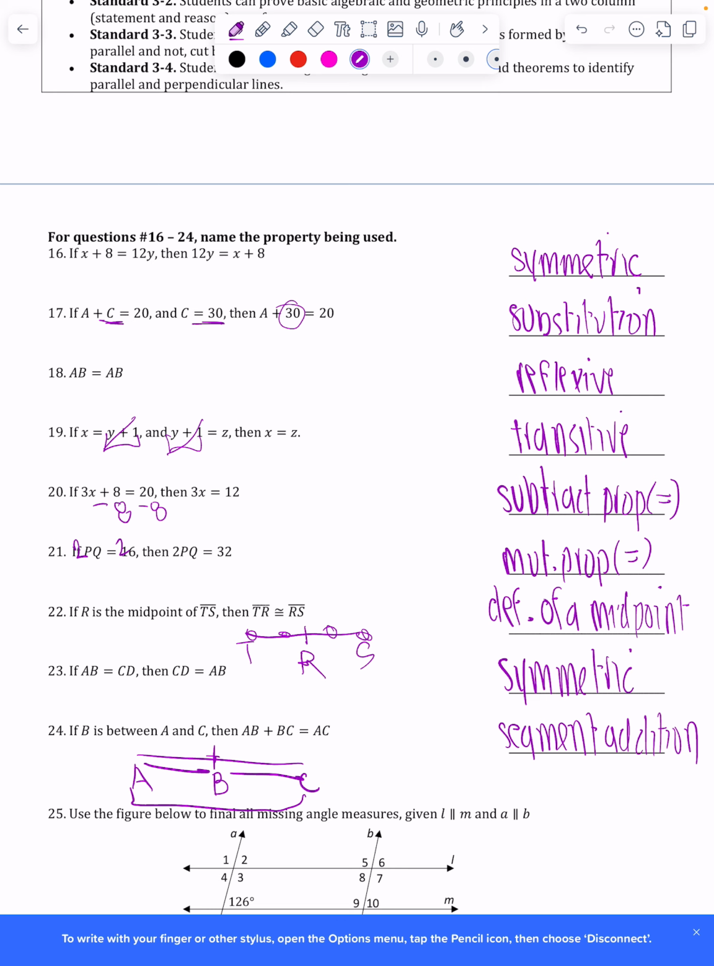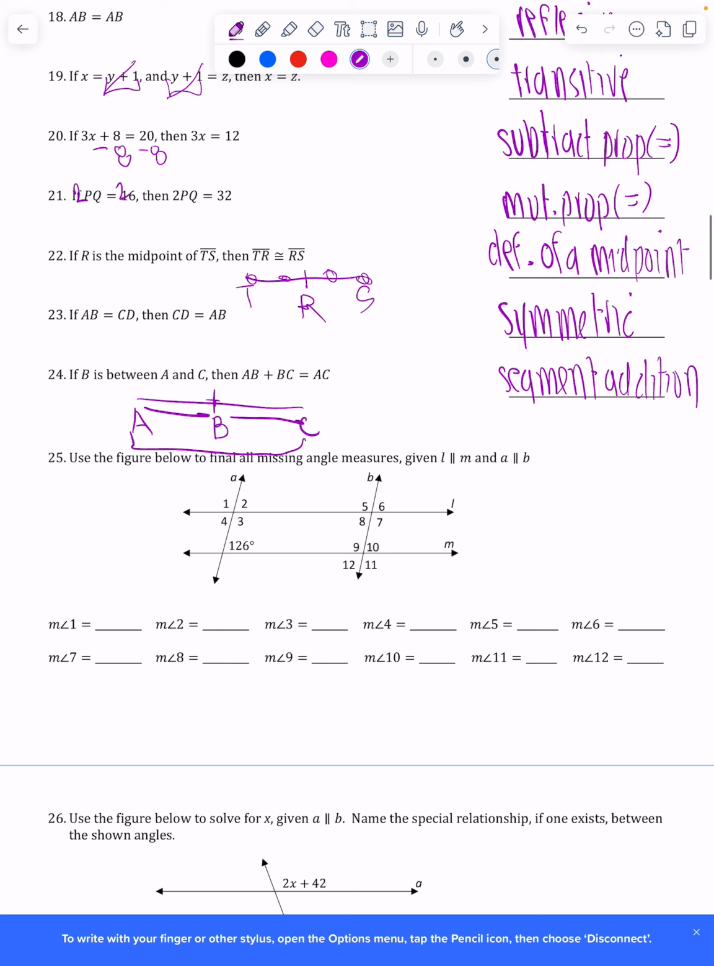Okay, well, moving right along. These lines are parallel, and it wants us to give all the measures. So right here, I know that angle 2 would be 126 because it's corresponding, and 2 is corresponding with angle 6, so that would be 126 also. And it is also corresponding with 11, so this would be 126 as well.